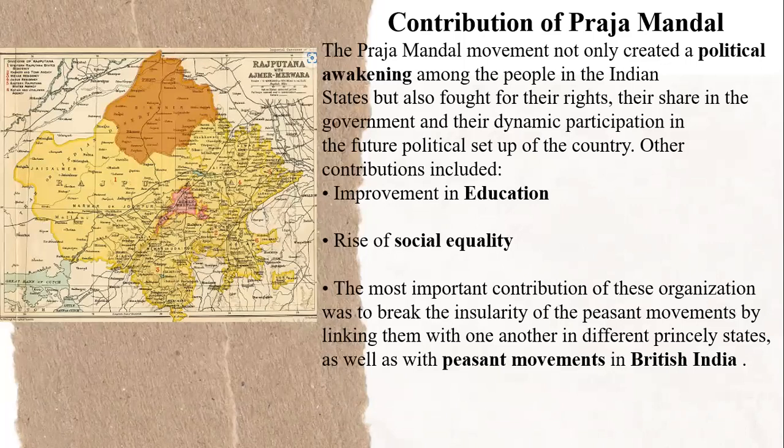The nature of such revolts and movements was not only to oppose the oppression by the princely state, but also to bring social reforms, which eventually led to the improvement in education and the rise of social equality. Most importantly, it contributed in breaking the insularity of the peasant movements by linking them with one another in different princely states, and eventually also linking them with the peasant movements in British India. So basically, this was a kind of amalgamating of different peasant movements. Okay, so this was all I wanted to tell you.